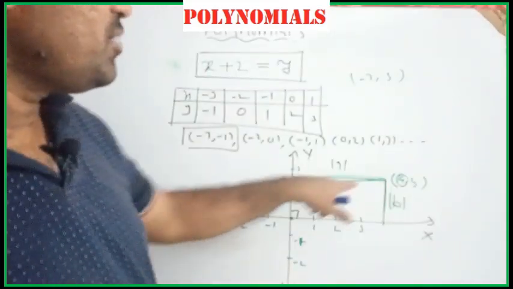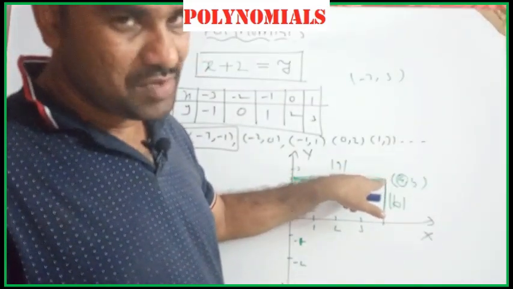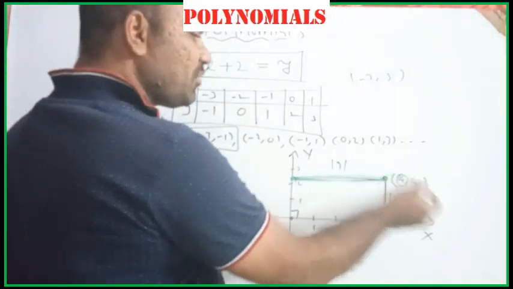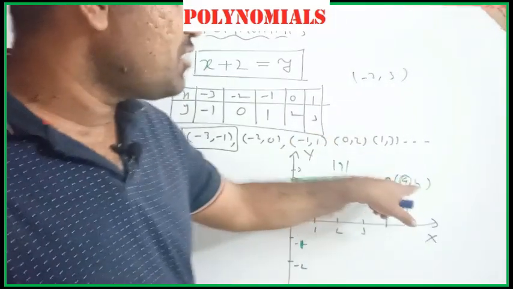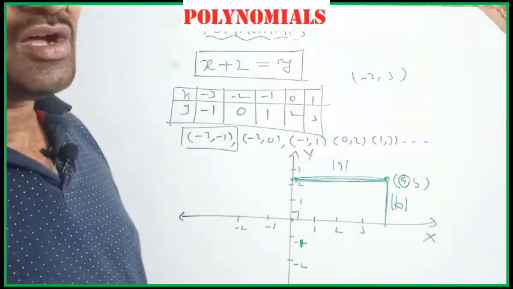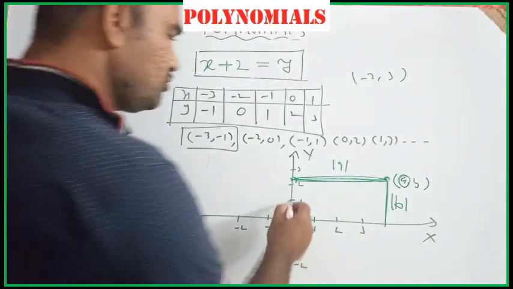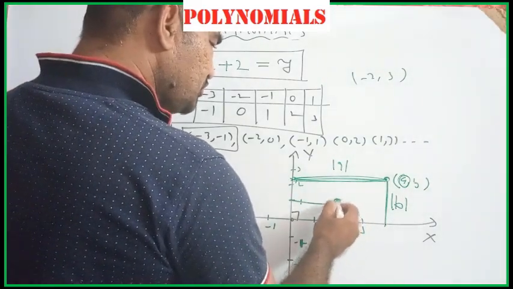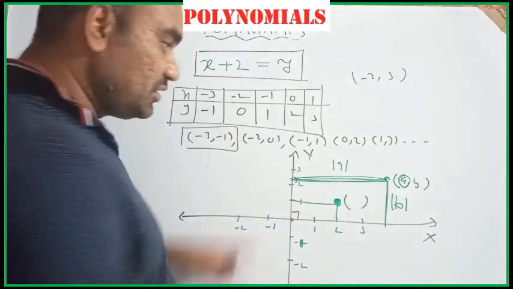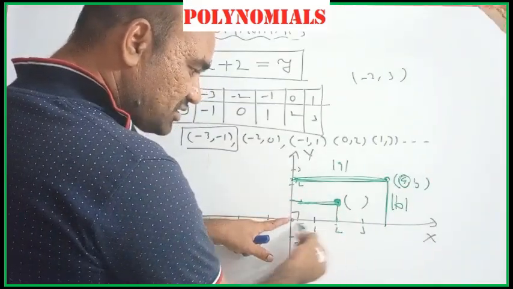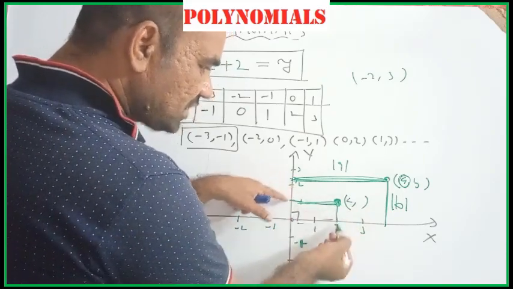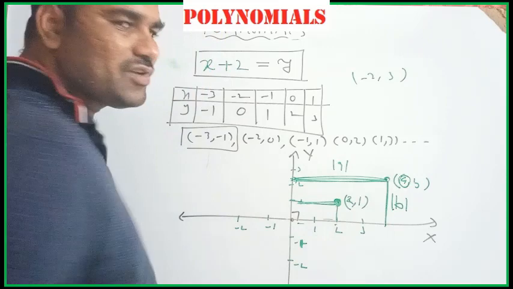So every ordered pair is followed by a dot on the coordinate plane and vice versa. So this dot is followed by the ordered pair (a, b). The use of the ordered pair is that by using it you can say the position of that point with respect to both the axes. For example, consider this point. This dot should follow the ordered pair. This dot is 2 units from the y-axis and 1 unit from the x-axis. I can say this is (2, 1).